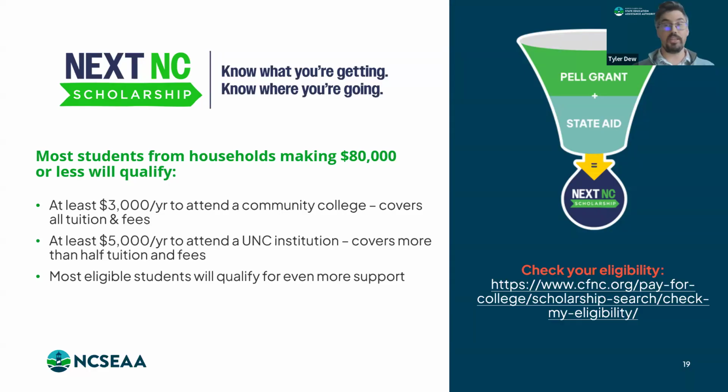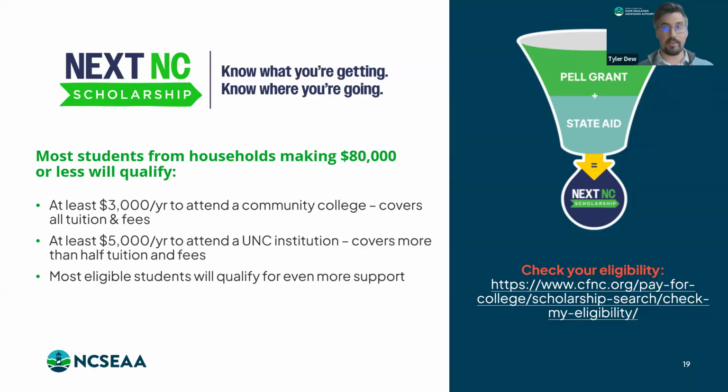The only main way to know if you qualify for this is by submitting the Free Application for Federal Student Aid, what we call the FAFSA. You'll see that the FAFSA is very important to not only qualify you for federal money like the Pell Grant and state money like North Carolina grants, but it could potentially help you qualify for other institutional grants as well. But in terms of the Next NC, submitting the FAFSA is the only thing you have to do. You don't have to do an extra application process either.